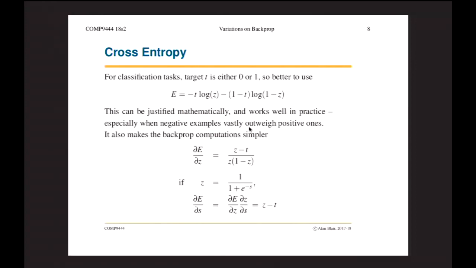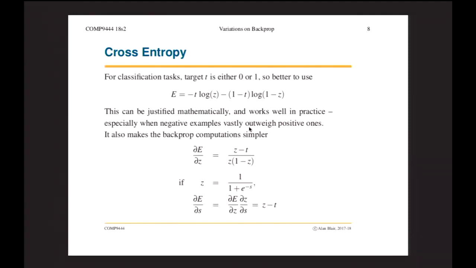This error function blows up to infinity if, let's say the target value is 1, as the output of the network approaches 0, the cost function actually blows up to infinity, and the same thing happens if the target is 0 and the output is 1. So it's very heavily punished for giving a definitive answer that's wrong.